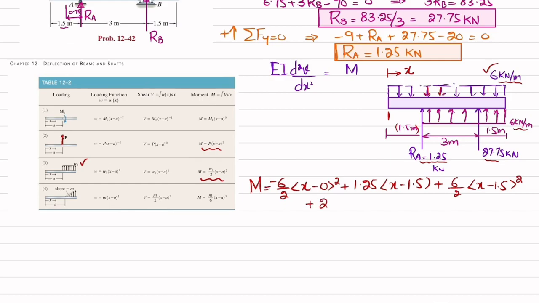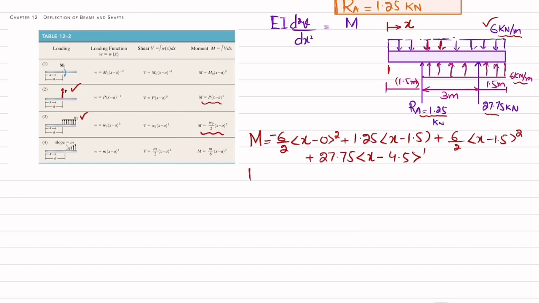And the last thing is 27.75 kilonewton. So plus 27.75. Why plus? Because you can see force is upward, so moment function will be positive. Into x minus A. Now A will be equal to this distance. This is A for this load, and this A is 4.5. So I will write x minus 4.5 power 1. Okay. So if you further simplify this moment equation, it will be equal to minus 3x square plus 1.25 times x minus 1.5 plus 3 into x minus 1.5 square plus 27.75 into x minus 4.5.